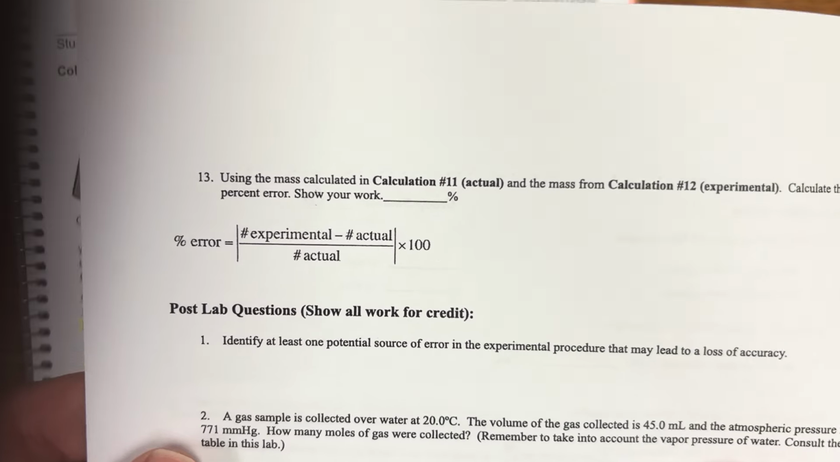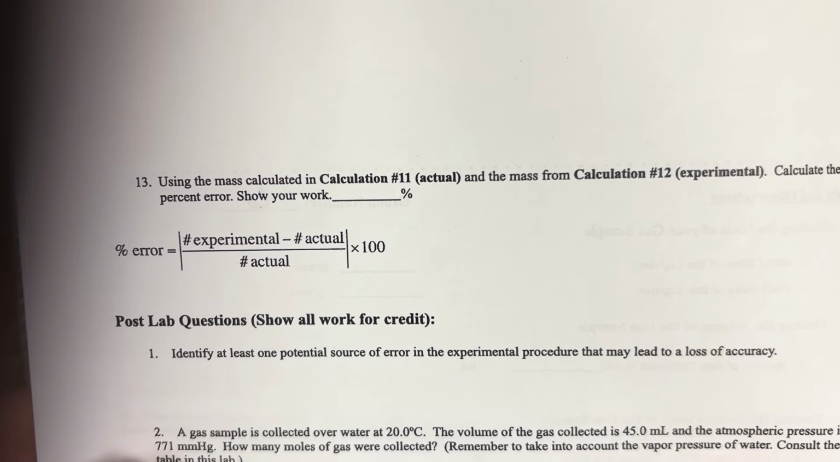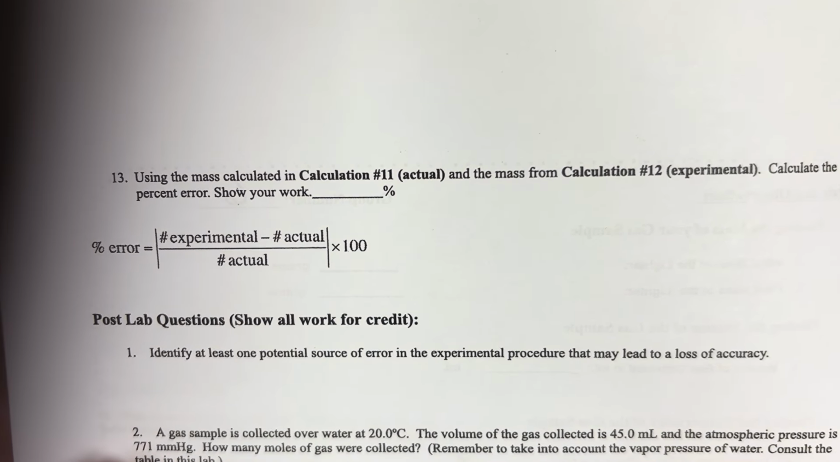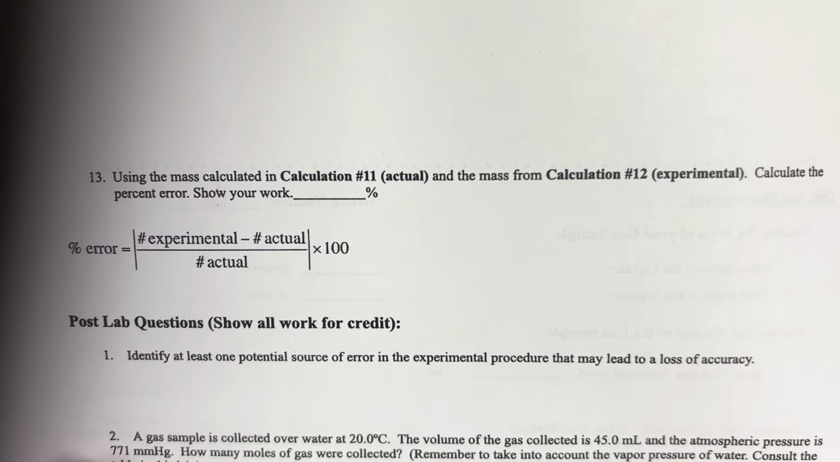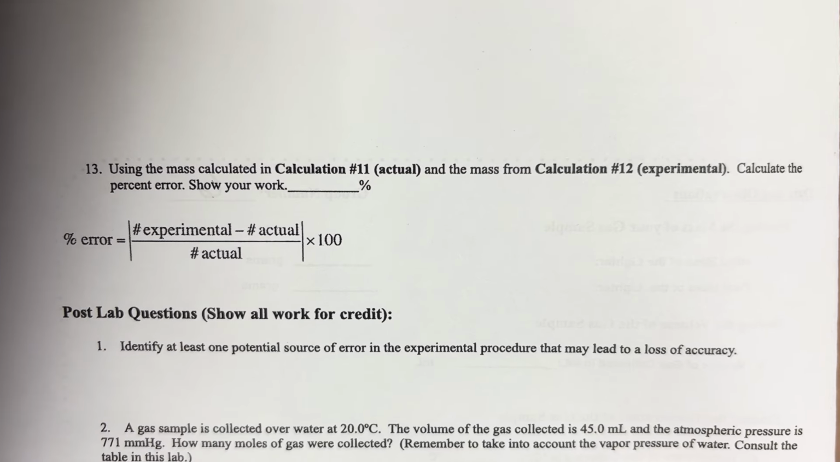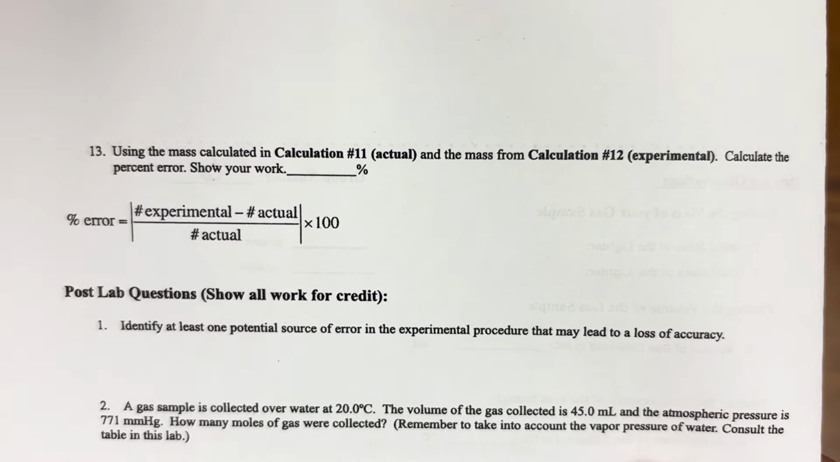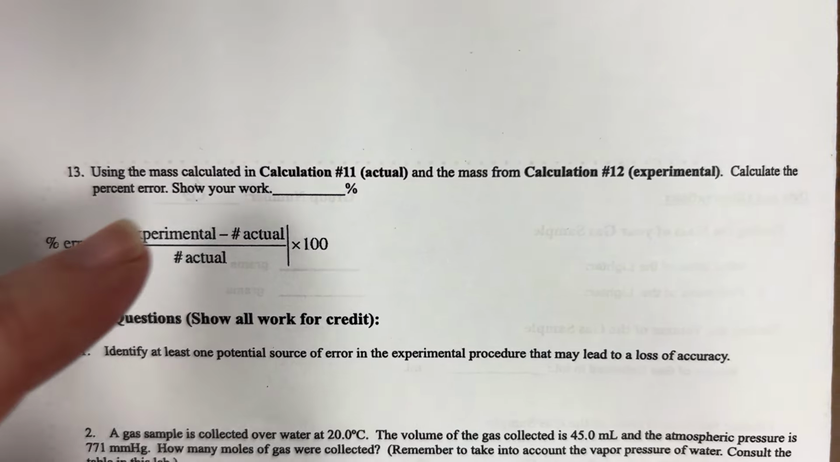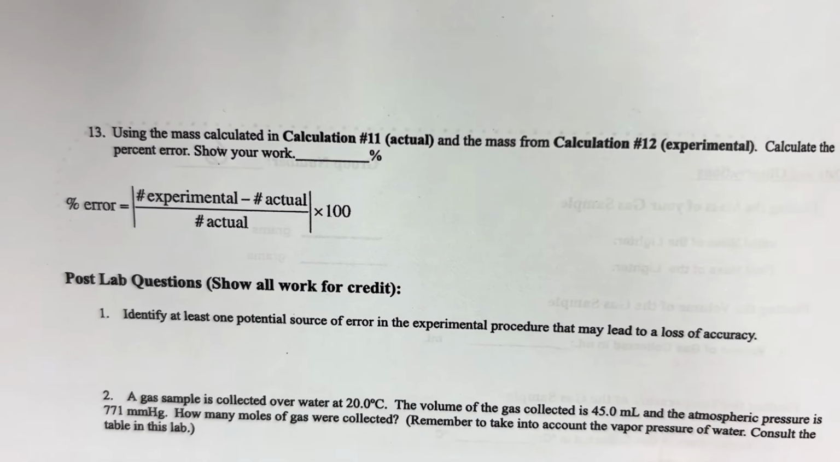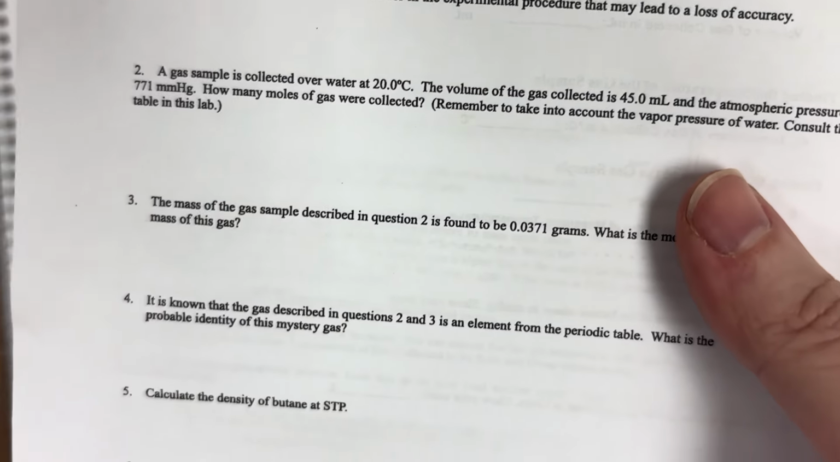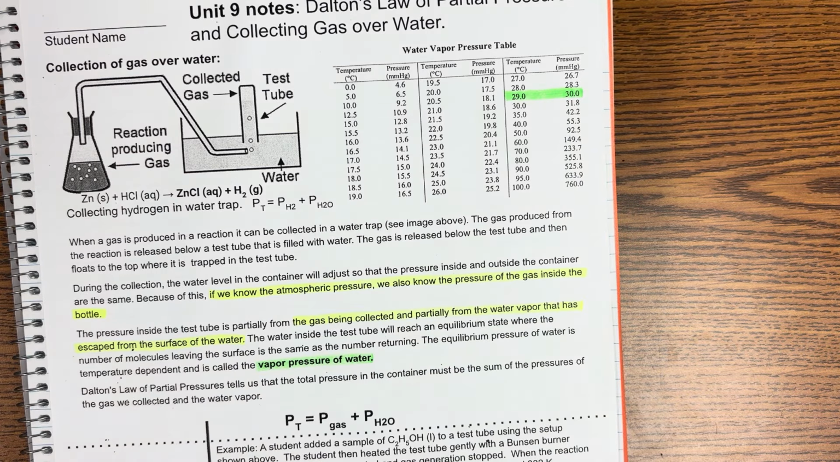On number 13, you're going to use the answer from number 11 as your actual mass and the answer from number 12 as your experimental mass so that you can calculate the percent error. And you've got that formula there to help you with that. And then the rest of these post-lab questions you'll answer on your own. So hopefully that helps, and let us know if you've got any questions.